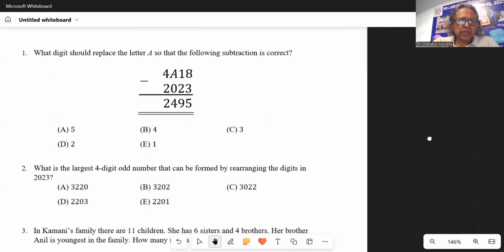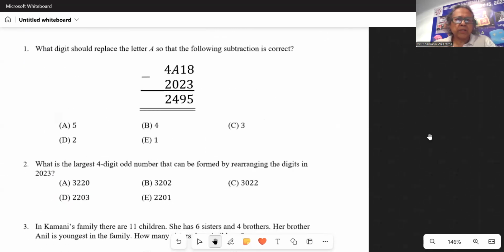The first question is: what digit should replace the letter A so that the following subtraction is correct? So A stands for a digit, and we need to find out what the digit is. If this subtraction is correct, then what number is represented by A? What digit, right? So we can actually go through the subtraction.